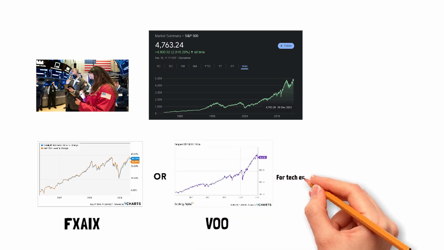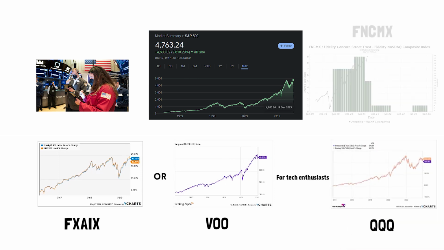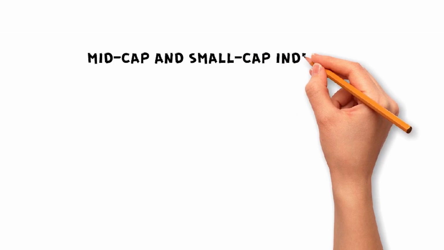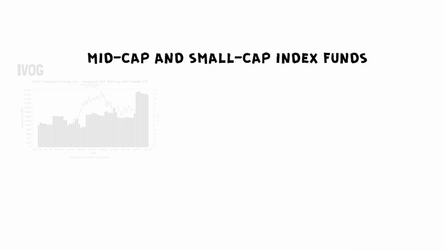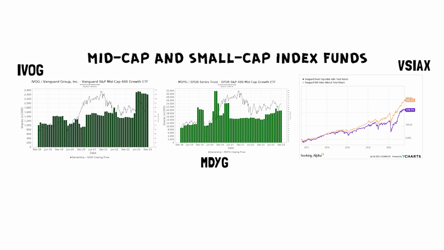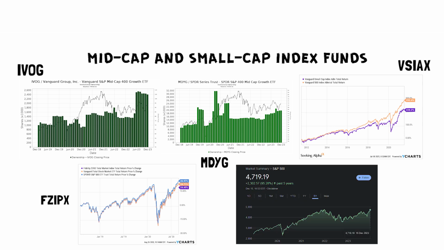For tech enthusiasts, consider investing in QQQ, an index fund that tracks NASDAQ composite offered by Invesco. FNCMX is an alternate option offered by Fidelity. There are mid-cap and small-cap index funds out there, like IVOG, MDYG, VSIAX, and FZIPX. These index funds have much higher volatility than S&P 500.